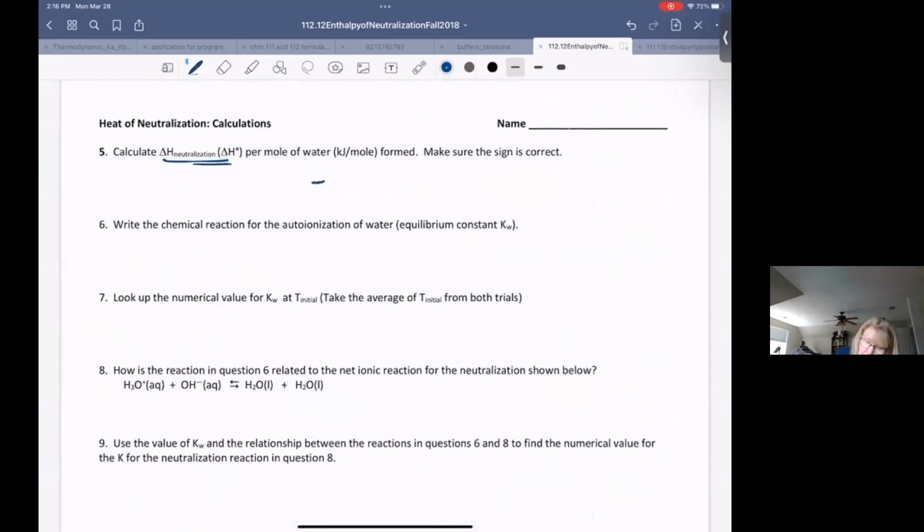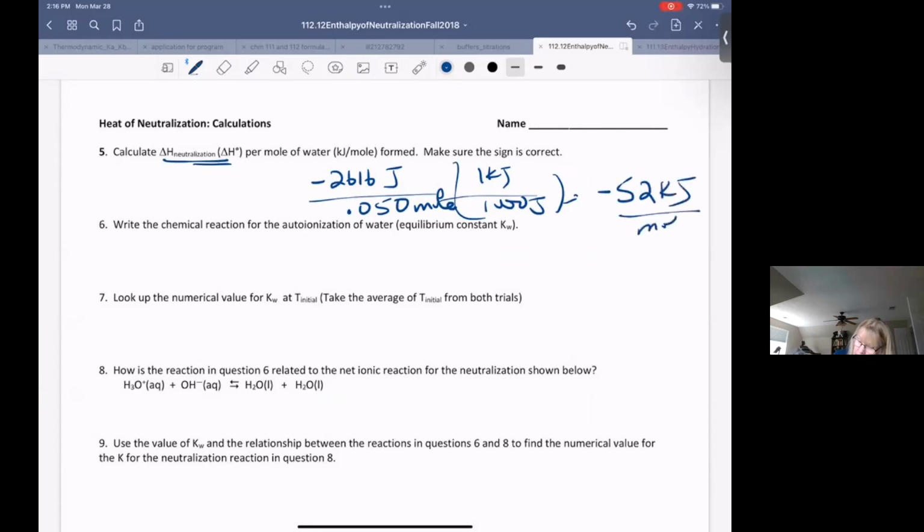My delta H is going to be minus 2616 joules divided by 0.050 moles. And I know there's a kilojoule for every 1,000 joules. And when I do my math from that, I'm going to get a value of delta H of minus 52 kilojoules per mole that has reacted. Now it should be on the order of, I think, about 54, so that's pretty good, particularly considering it wasn't a nice isolated system. Now, what is our job for this?